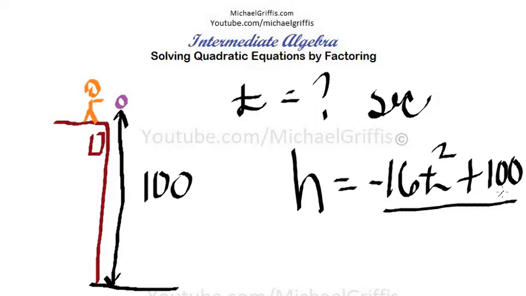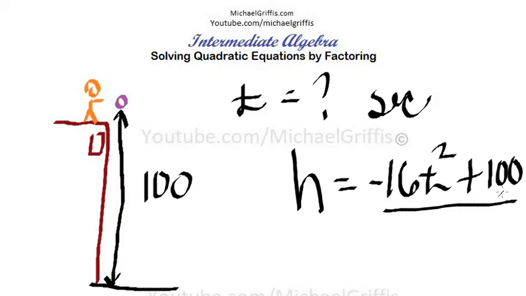So how long does it take for the ball to hit the ground? I remember when I was first learning this stuff, the first thing I did is I went to the bridge and dropped my keys off of it and timed it. And it turns out that this stuff's actually fairly accurate. This model is.